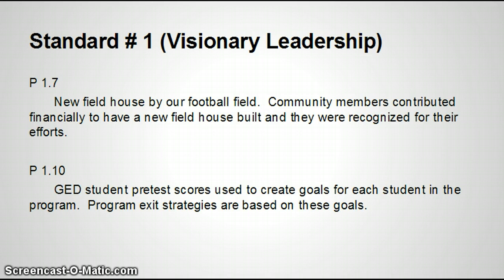The second performance of Standard 1, I chose 1.10. The assessment data related to student learning are used to develop the school vision and goals.